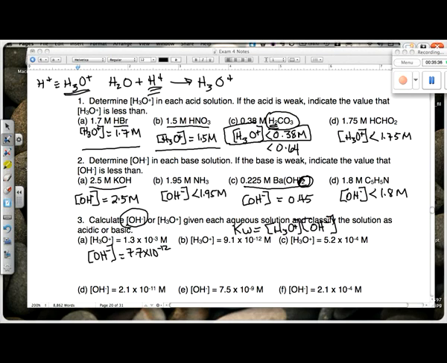Okay? Y'all try the next two. Pause and come back. All right, so here I get 1.1 times 10 to the minus 3. And C, I get 1.9 times 10 to the negative 11. All right, so always 1 times 10 to the minus 14 divided by the one you don't know.